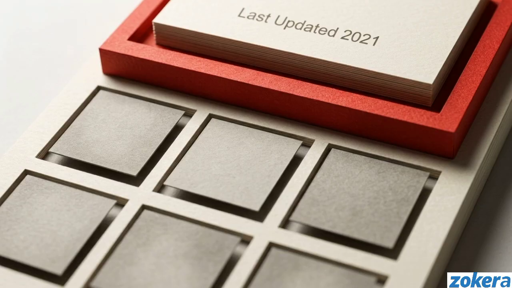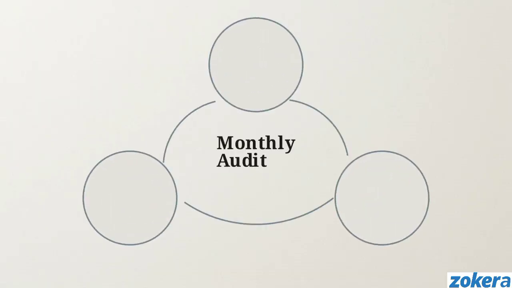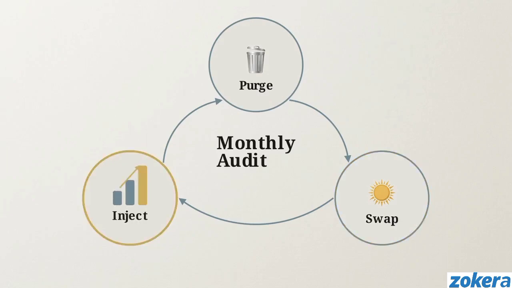A common post-launch error is treating the storefront as a static project and allowing the curation to become stagnant. Set a recurring calendar alarm to execute a mandatory storefront refresh every 30 days. This cyclical flowchart outlines the 3 required actions for your monthly audit: purging products with 0 clicks, swapping seasonal goods, and injecting trending items relevant to your niche.